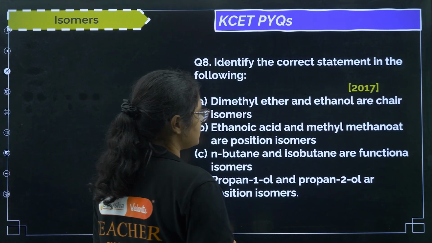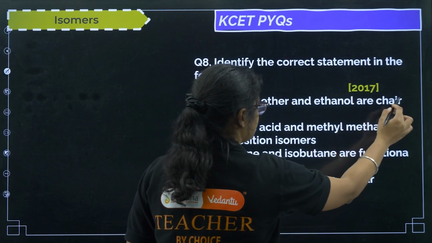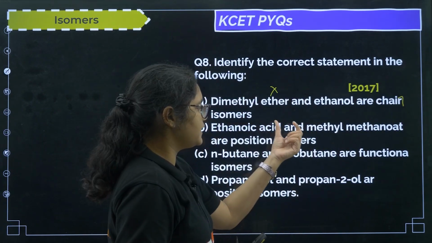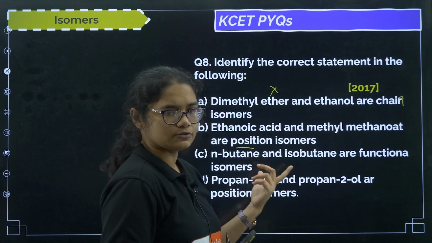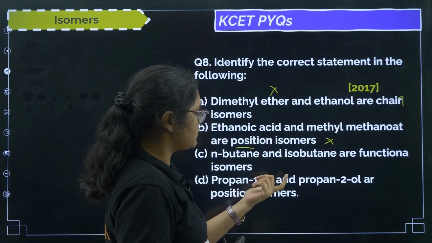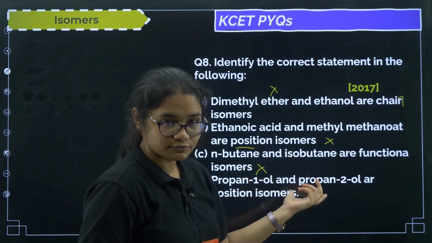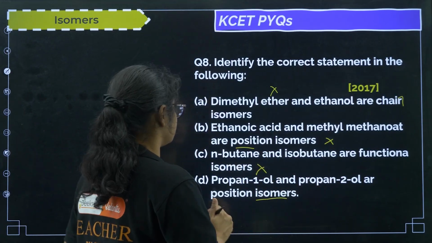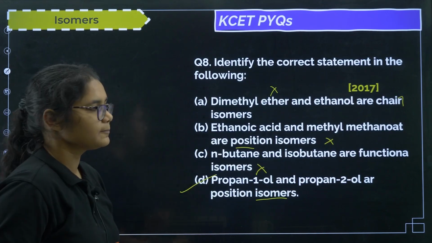So dimethyl ether and ethanol are chain isomers. No, these are what? Functional isomers. Ethanoic acid and methyl methanoate are position isomers. No, these are functional isomers. N-butane and isobutane are functional isomers. No, these are chain isomers. Propan-1-ol and propan-2-ol are position isomers. Yes, this is correct. So option number D.